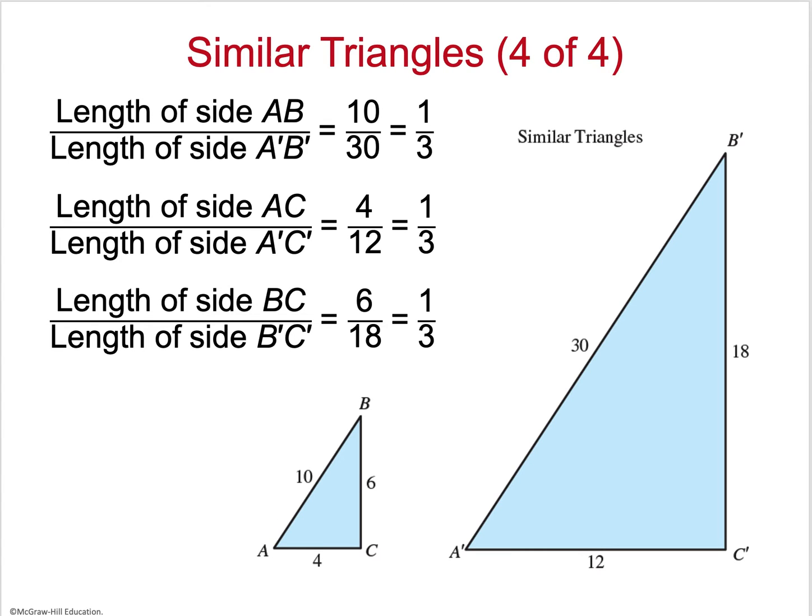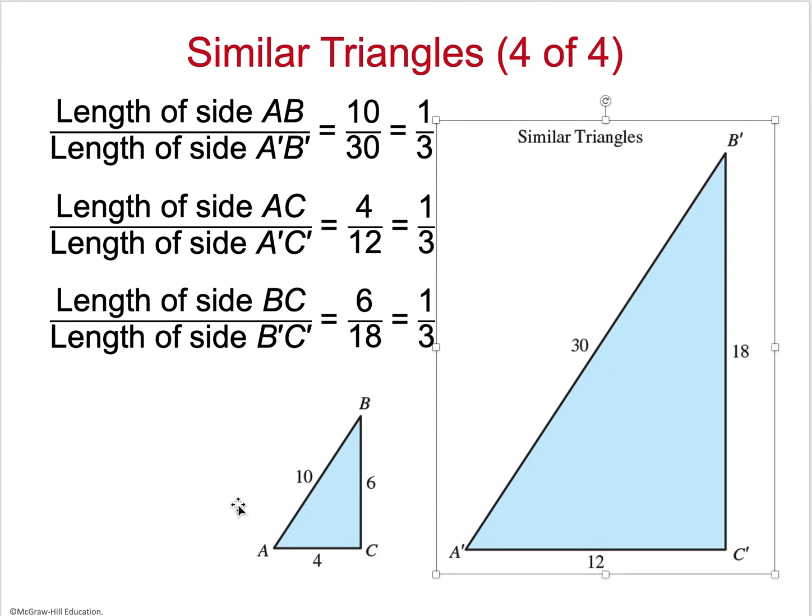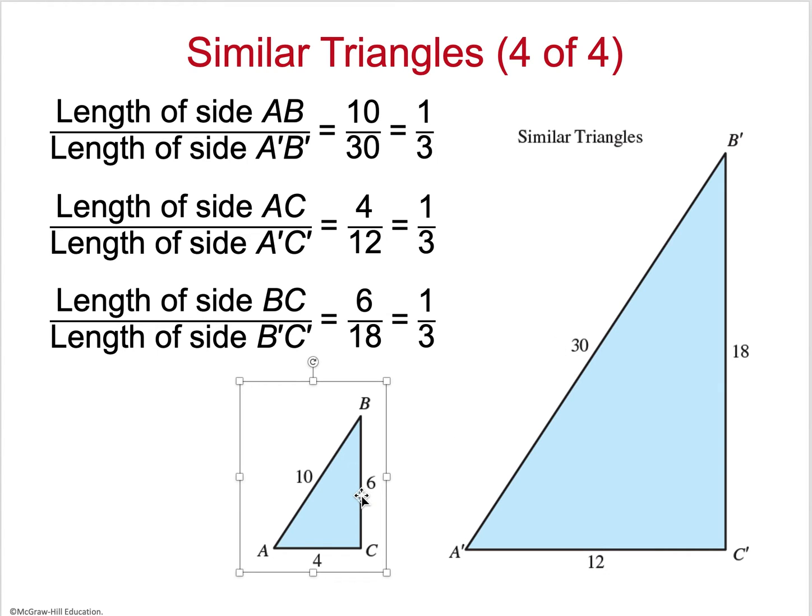To find how similar they are, I do what I call a scale factor. So I would say, okay, this is my 10, this is 30, those are corresponding lengths. So my scale factor is 10 divided by its corresponding leg of 30, which is 1/3. If they are truly similar triangles, when you apply that to 6 divided by 18 and 4 divided by 12, you should get the same value. So if it's telling you to prove that two triangles are similar, you're going to prove that by finding the same scale factor for each side of the triangle.